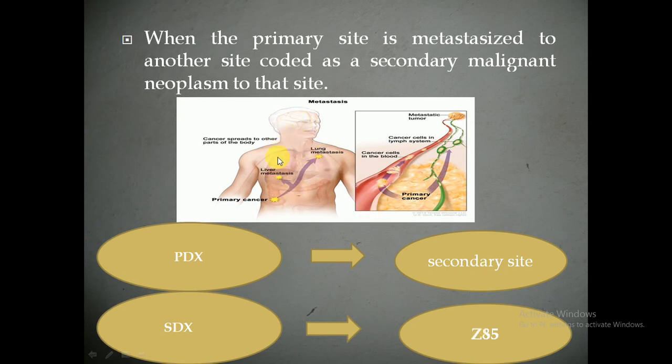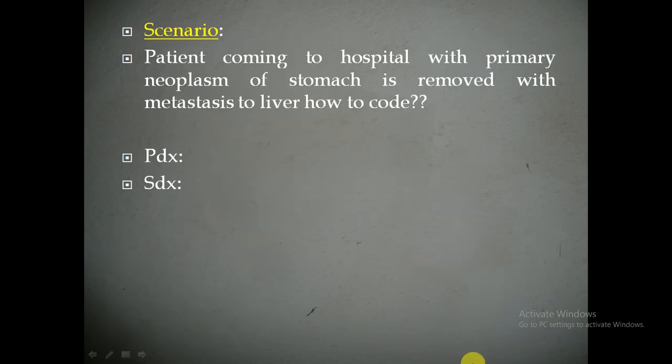In this image we can see clearly the primary site location of the cancer and the secondary location of the cancer. If treatment is to the primary, we assign that as the PDX, and if treatment is to the secondary, we assign it that way. If the primary site is excised, we give that as Z85. If it is still there, we give that as a secondary diagnosis according to the coding guidelines.